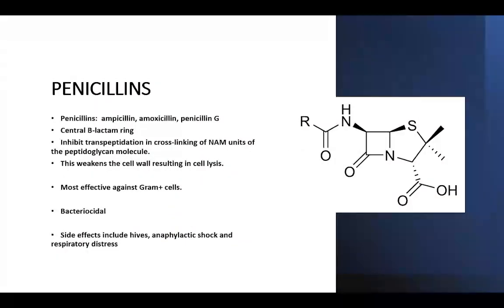Okay, penicillins, which is this guy right here. Penicillins include things like amoxicillin, ampicillin, penicillin G, penicillin V, and so on and so forth. Cephalosporins, we just talked about that. What they all look like is they all have this one thing which is called a central beta-lactam ring. That's an important one. Make sure you guys know it.